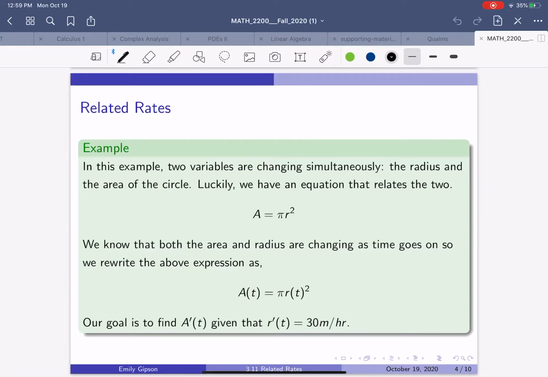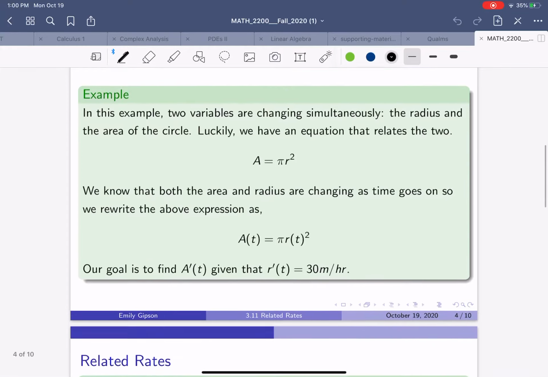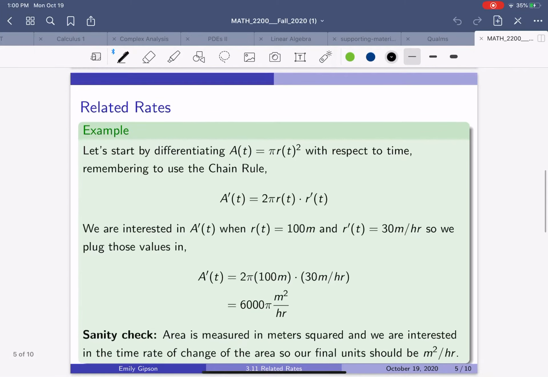And we know that both the area and radius are changing as time goes on, so we rewrite the above expression as area as a function of time equals pi times r as a function of time, quantity squared. And our goal is to find A prime of t given r prime of t equals 30 meters per hour. So we take our equation and we differentiate it with respect to time, remembering to use the chain rule. So our equation becomes A prime of t equals 2 pi r of t times r prime of t.